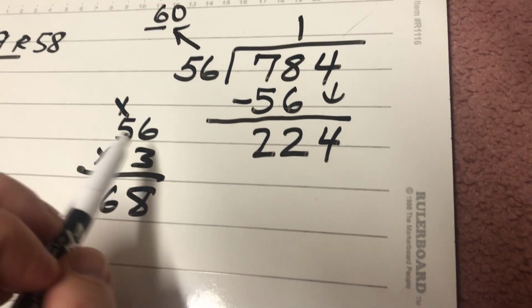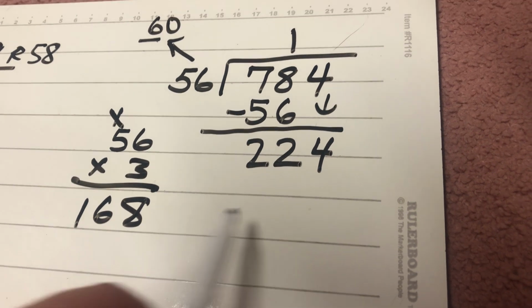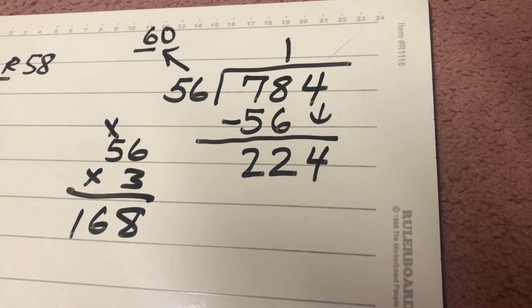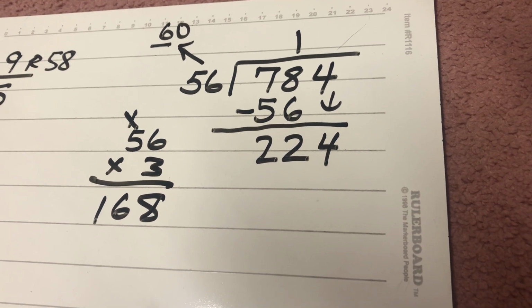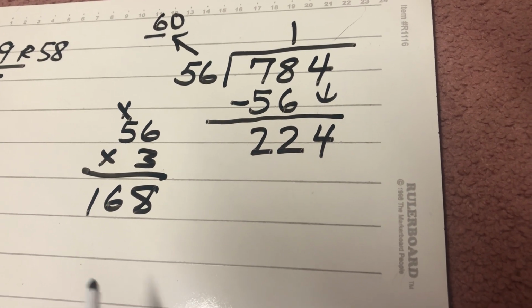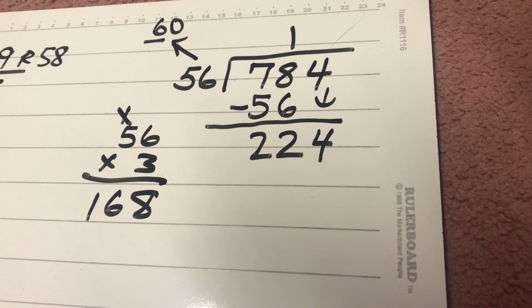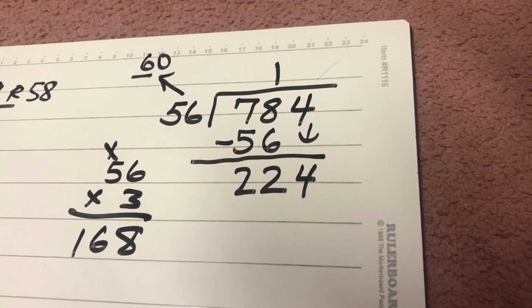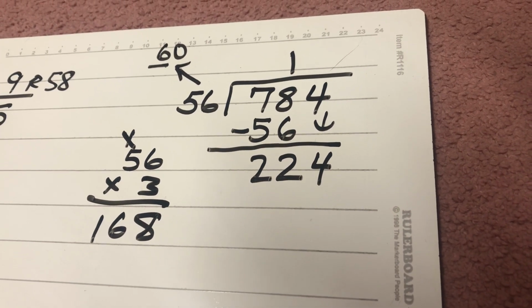Well, clearly the 3 is not too big because you only get 168, and the number that I'm working with is 224. So if anything, it's too small. Now, off the top of my head, most of us are not going to know what the difference is between 224 and 168. So in this situation, I'm going to be honest. I'm not sure whether 3 and 168 is what I want.